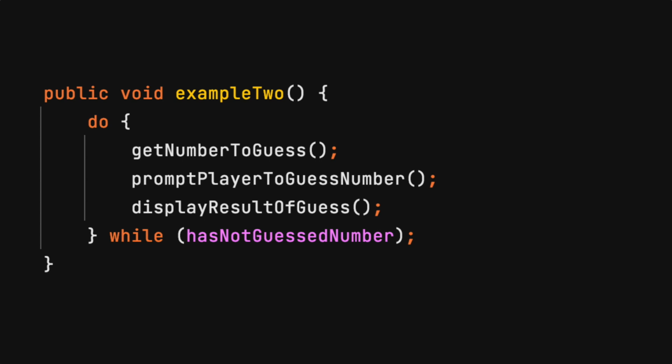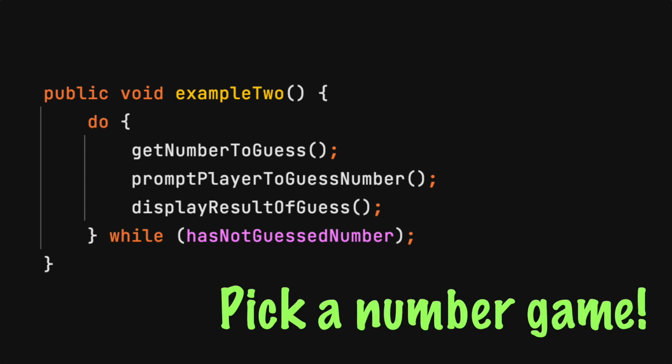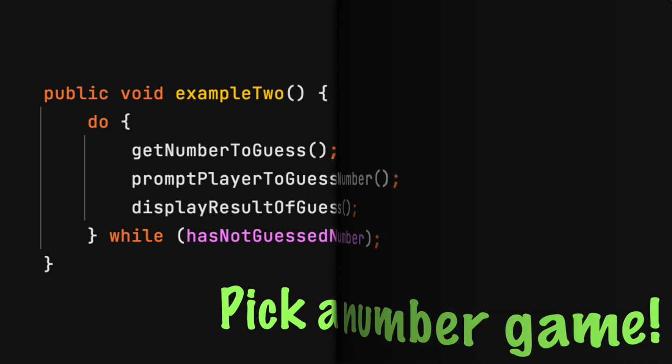Now look at the second example. Get number to guess, prompt player to guess number, display result of guess. This code appears inside a loop and repeats while, has not guessed number. This sounds like the instructions for the pick a number game.